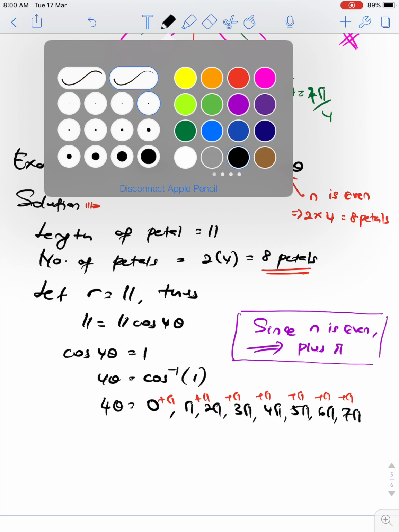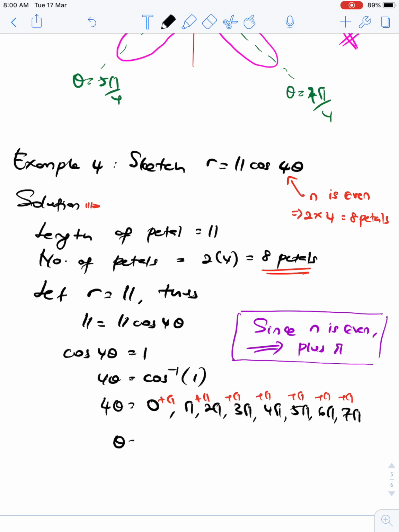Next, divide everything by 4, then we have 0, pi over 4, 2 pi divided by 4 is pi over 2, 3 pi over 4, 4 pi divided by 4 is pi, 5 pi over 4, 6 pi over 4 is 3 pi over 2, 7 pi over 4.